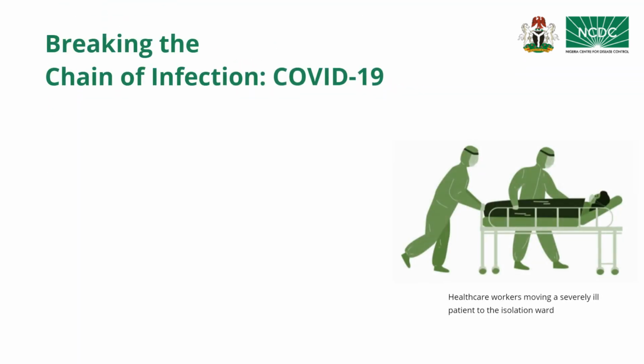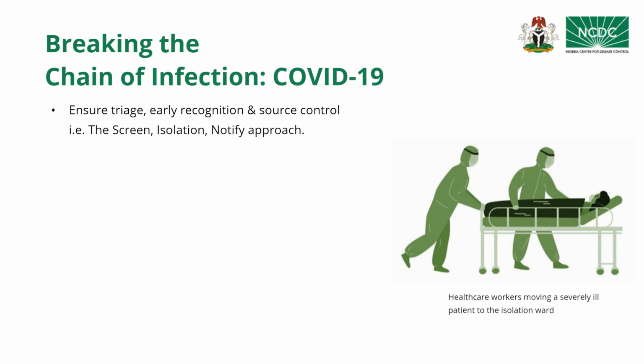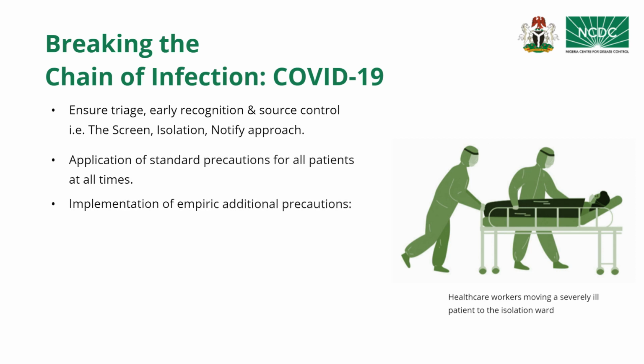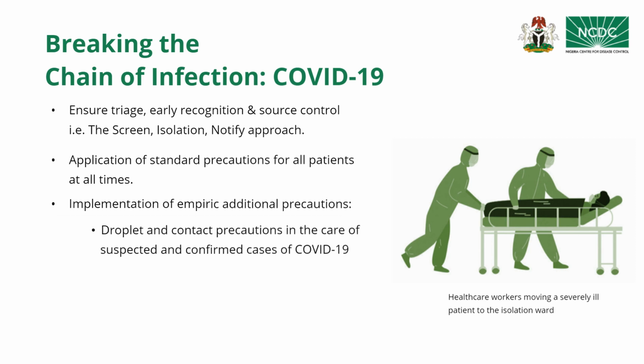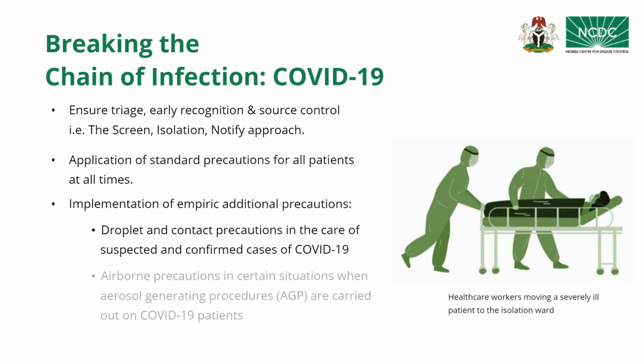IPC strategies to break the chain of infection for COVID-19 and limit transmission in a healthcare setting include the following. Ensure triage, early recognition, and source control. That is, the screen, isolate, and notify approach. Application of standard precautions for all patients at all times. Implementation of empiric additional precautions. Droplet and contact precautions should be implemented in the care of suspected and confirmed cases of COVID-19. Airborne precautions should be implemented during aerosol-generating procedures.